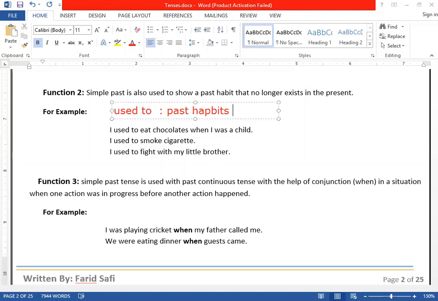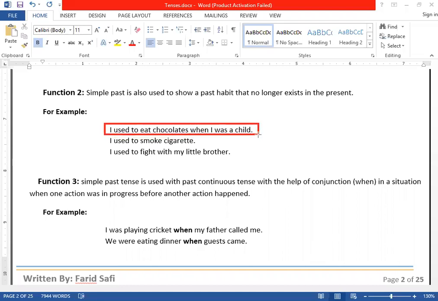Let's take an example here. I used to eat a lot of chocolates when I was a child. Can you people see here? This is my habit. Look at the first sentence: I used to eat chocolates. I used to. Used to. And after used to, what do we use? The base form of the verb. Like you can say, I used to play cricket. I used to fight with my friends.